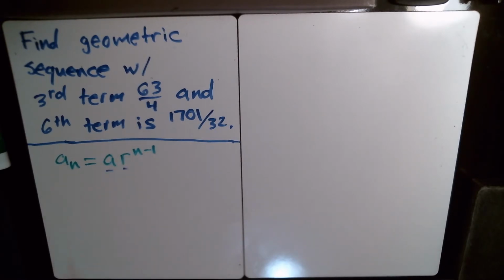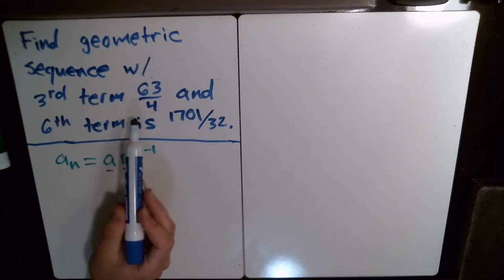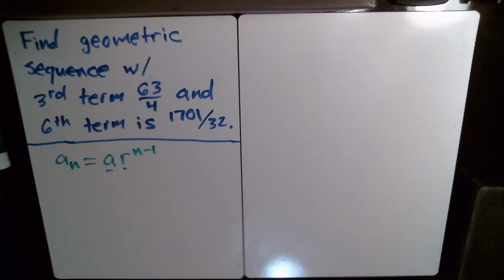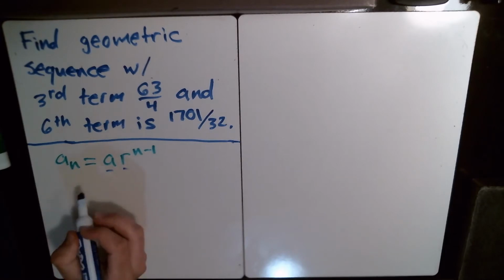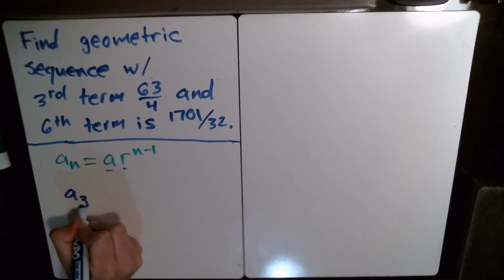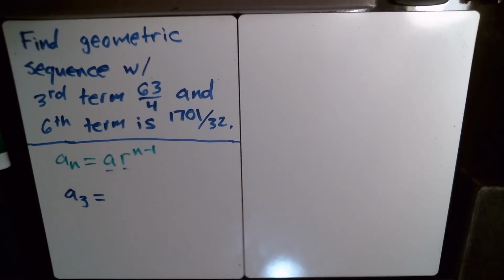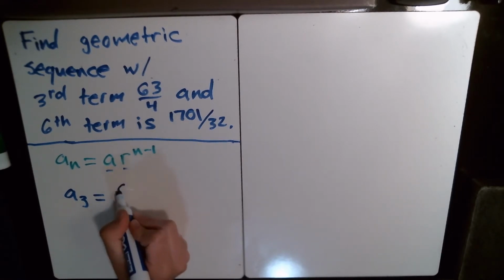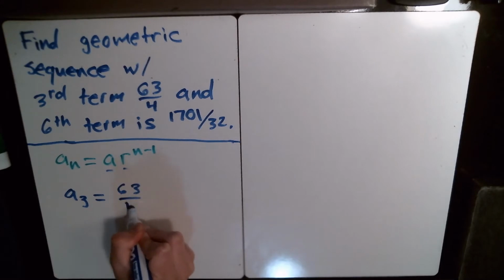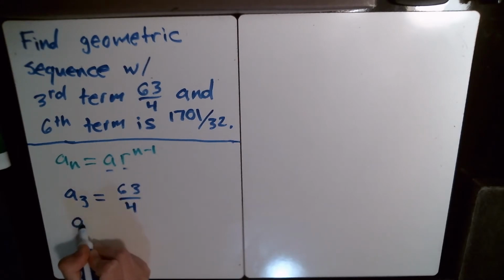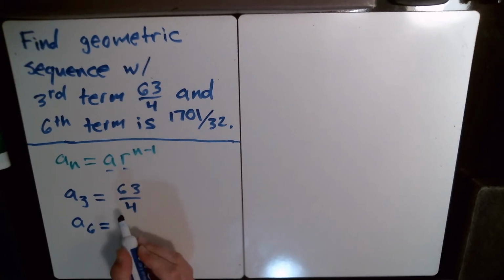It tells us two terms. It tells us the third term is 63 over 4. So in other words, when you do A sub 3, when you replace n with 3, you should get 63 over 4. And A sub 6, the sixth term, when you replace n with 6, you should get 1701 over 32. Okay?